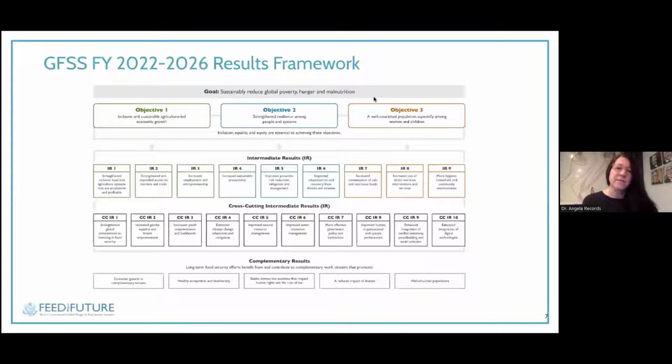So with three major objectives, one around inclusive, sustainable, agriculture-led economic growth, because we know that agriculture-led economic growth is critically important, strengthened resilience among people and systems, and then a well-nourished population, especially among women and children. To achieve those objectives, if you take a step down, there are intermediate results that we would like to achieve. I won't go over all of this, but the idea is that we want to set up our projects with the goal in mind, and then lay out how we're going to get to that goal. And it's important that we're able to measure success along the way.